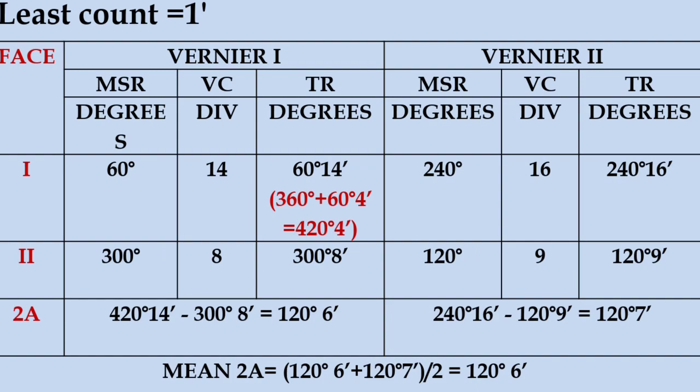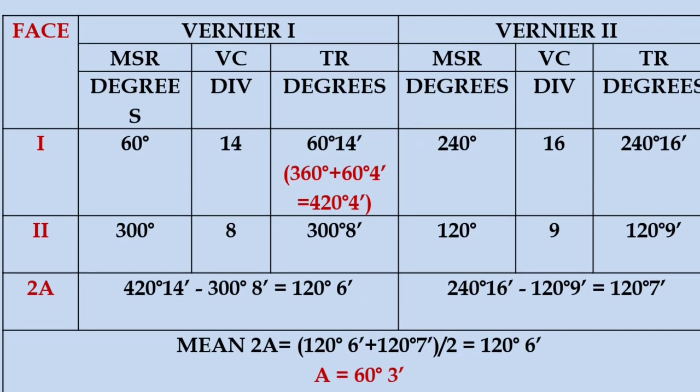So 360 degree plus 60 degree, 4 minutes will give you 420 degree, 4 minutes. From that, you have to subtract the reading corresponding to the reflected ray from the second phase. So it is 420 degree, 10 minutes minus 300 degree, 8 minutes, which will give you 120 degree, 6 minutes. This is for one vernier.